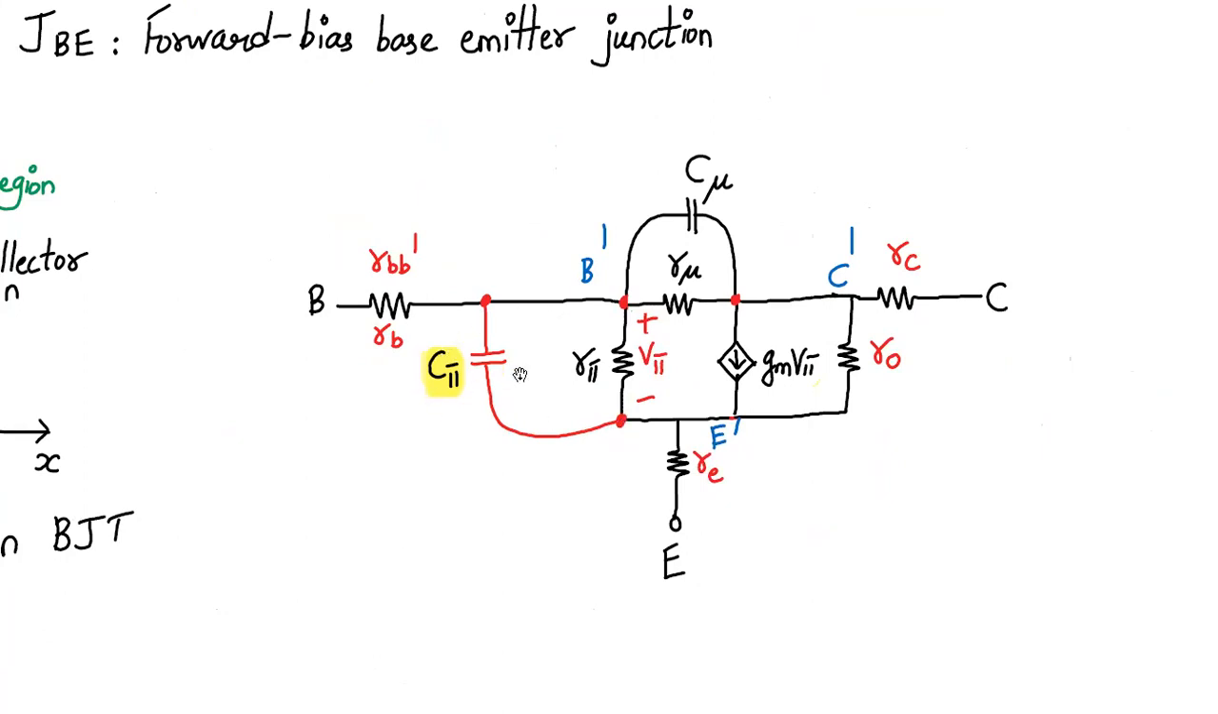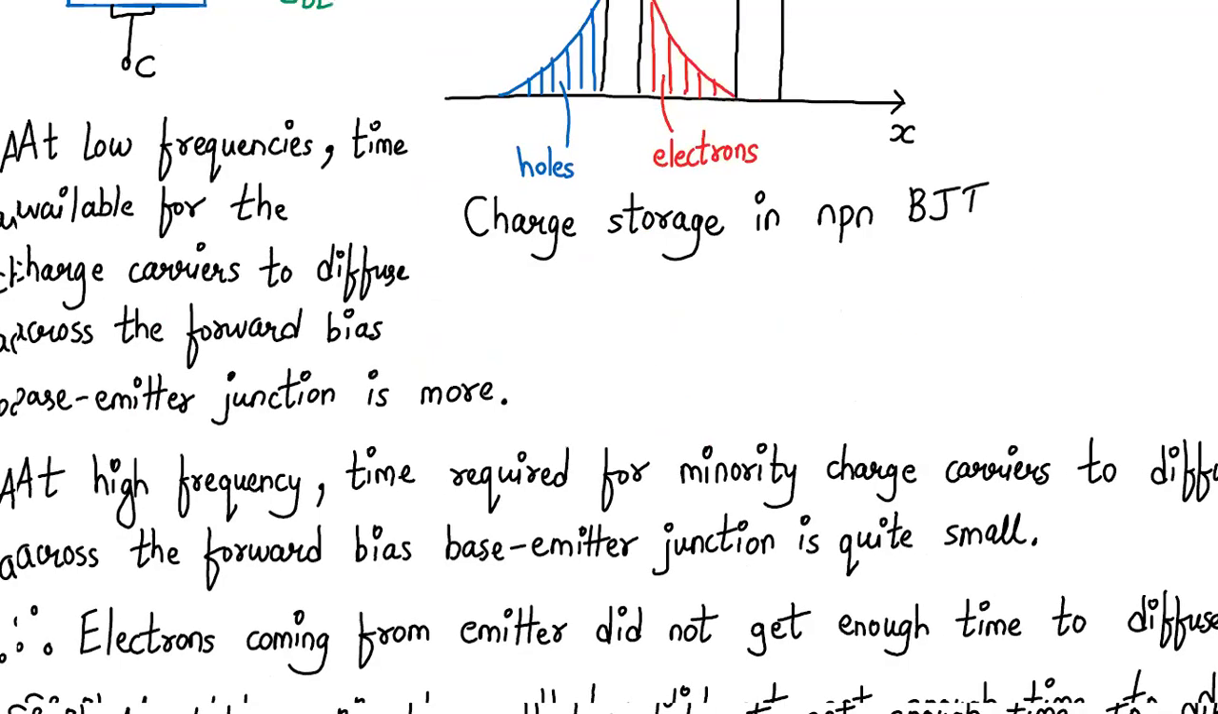At low frequency, that charge storage problem is not there. The minority carriers diffuse easily, and they have enough time to cross the junction and go on to the other side. But at higher frequency, they don't have that much time available. That time is called transit time, the time required for the carriers to diffuse across the junction. So that is a problem at higher frequency. Therefore, there is the existence of such a capacitor, which is C pi. Fine, clear about this? Now there is the next phenomenon which is coming up.